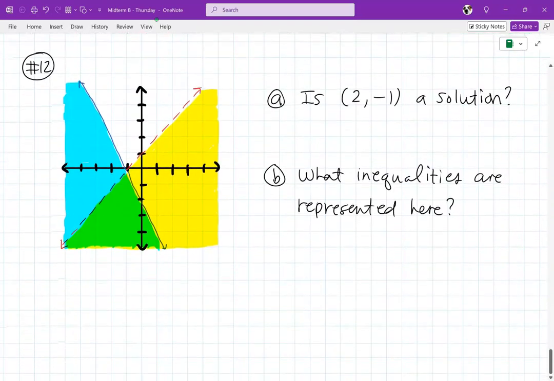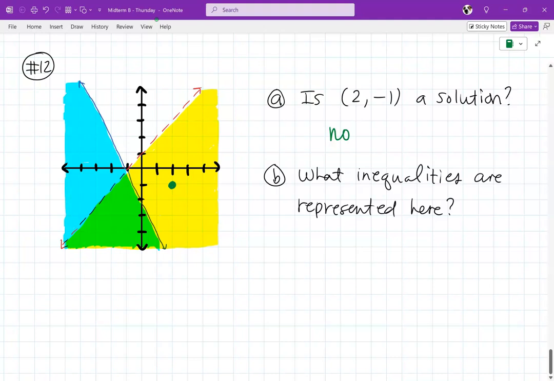So number 12, this is the last one. Part A says, is (2, -1) a solution? So what I'm going to do is go to the point (2, -1), right there. Is it a solution to both equations? No, it's not, because where are my solutions found? In the highlighted green area, and that green dot is only in the yellow area. So this would be no.